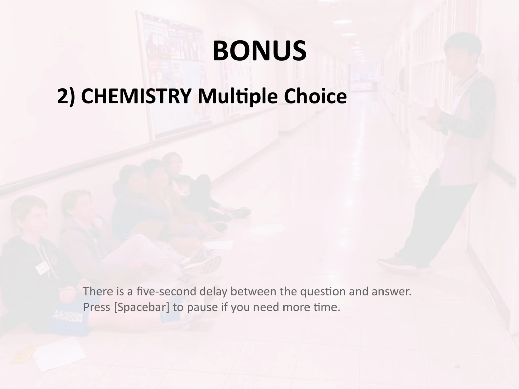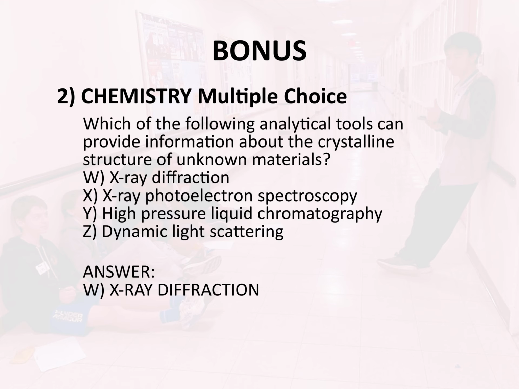Bonus 2. Chemistry. Multiple choice. Which of the following analytical tools can provide information about the crystalline structure of unknown materials? W. X-ray diffraction, X. X-ray photoelectron spectroscopy. Y. High-pressure liquid chromatography. Z. Dynamic light scattering. Answer: W. X-ray diffraction.